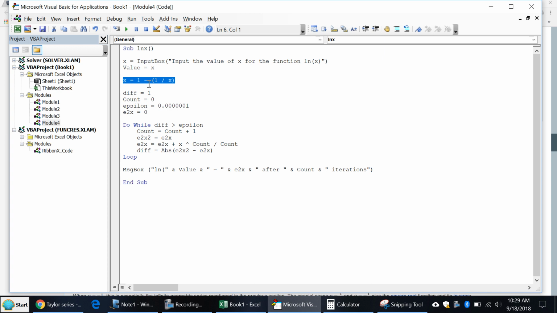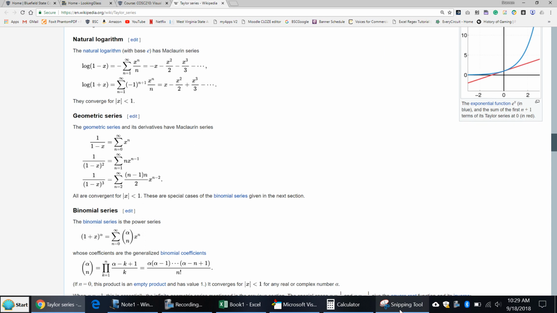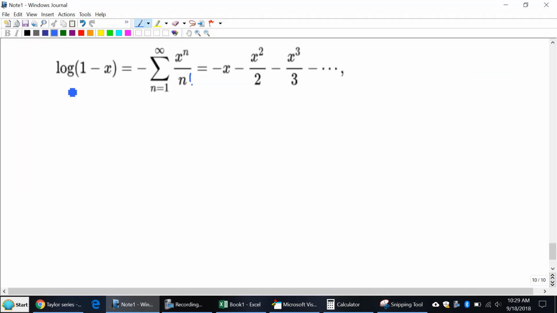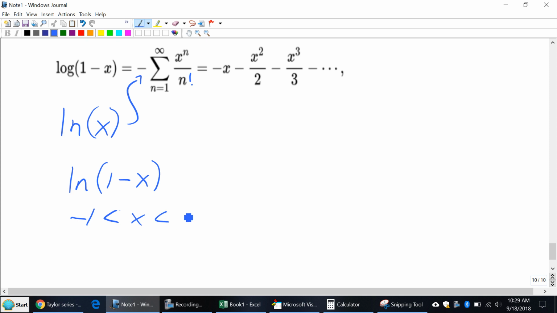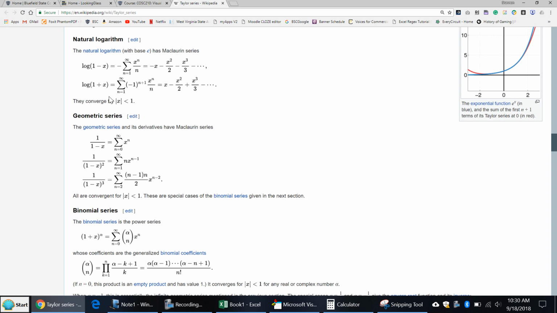Why did I say 1 minus 1 divided by x? It has to do with just the formula. If you look at the formula, they don't say the log of x, so you can write log as either log or ln. They don't say the log of x is equal to this formula. They say the log of 1 minus x is equal to the formula. Okay? And that's only valid for x between 1 and negative 1. If you look, it clearly says they converge only for these values right here.